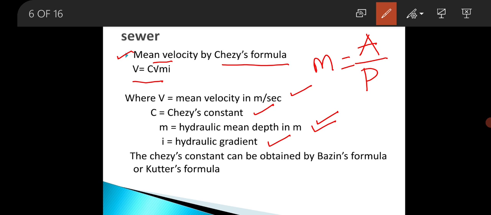P is the wetted perimeter, and the wetted perimeter is the perimeter of the portion of the sewer which is coming in direct contact with the fluid. Here A is the area of the sewer. This Chezy's constant C can be obtained by two different formulas. One is Bazin's formula, and the second one is Kutter's formula.